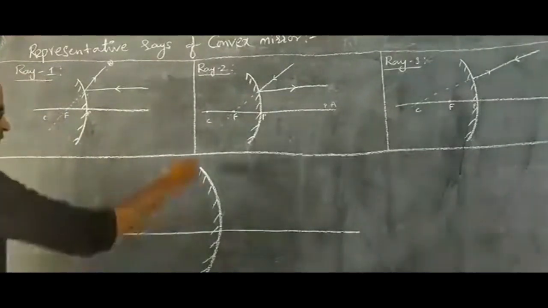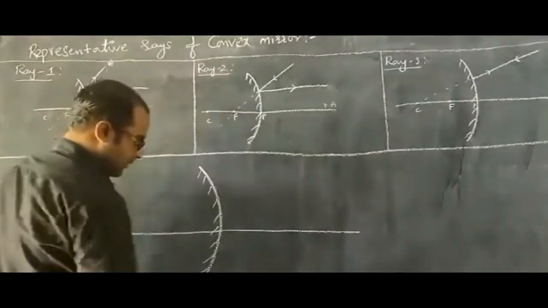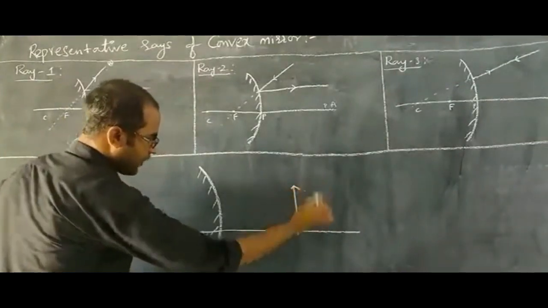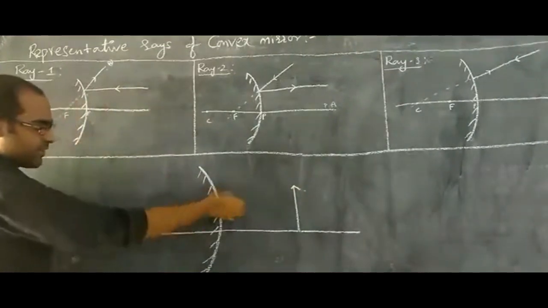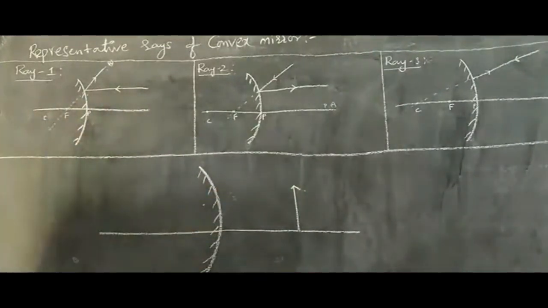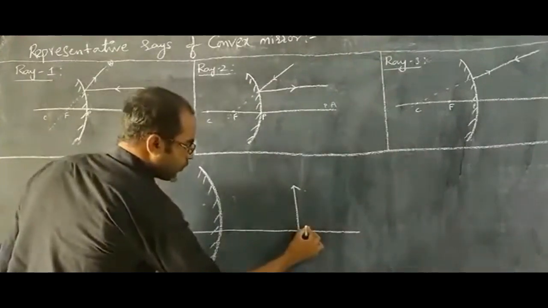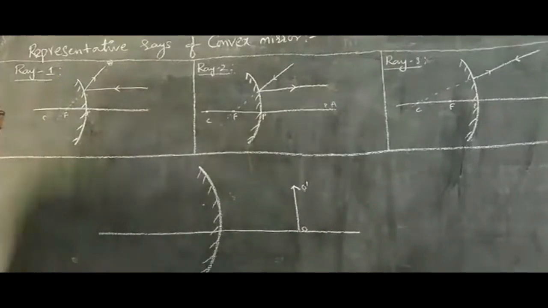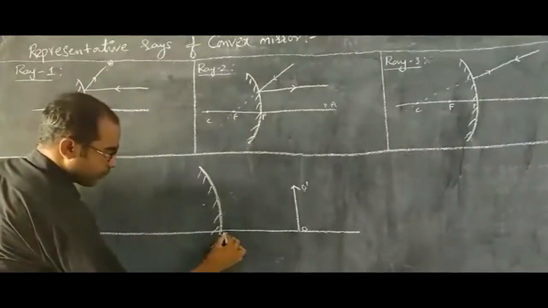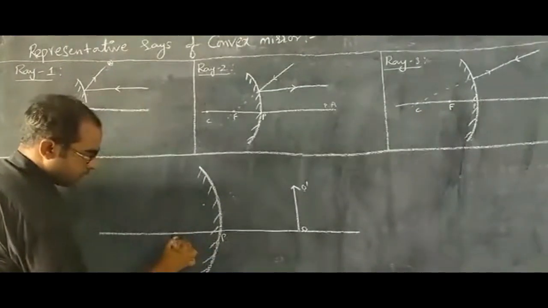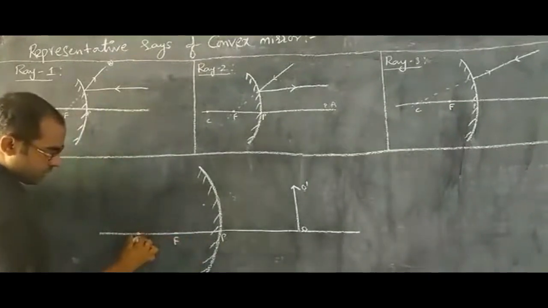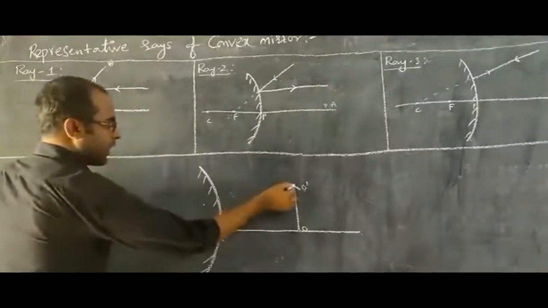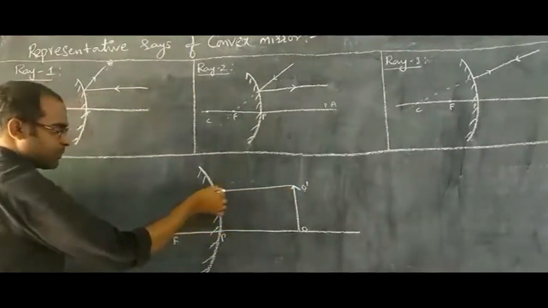So let us take the convex mirror and place an object at any place in front of the convex mirror. This is the reflecting surface, and this is the non-reflecting surface. The object can be O dash or AB, there is no problem in that. Here it is the pole, focus, center of curvature. Let us take the first ray, a ray which is parallel to the principal axis.